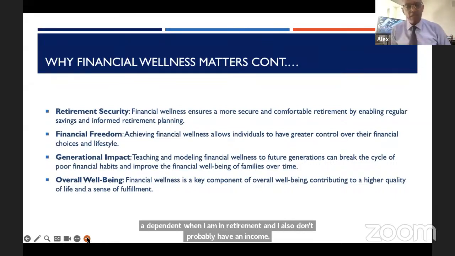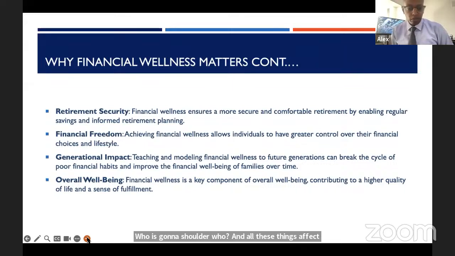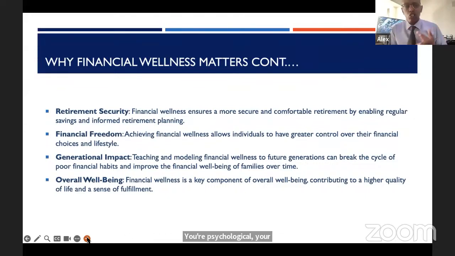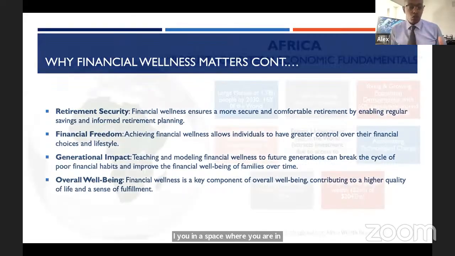And all these things affect your overall well-being. And, as I said, there are various elements: your psychological, your emotional, your spiritual, your physical, all these areas. You have to have a sense of fulfillment. Are you in a space where you are in control of all these issues?